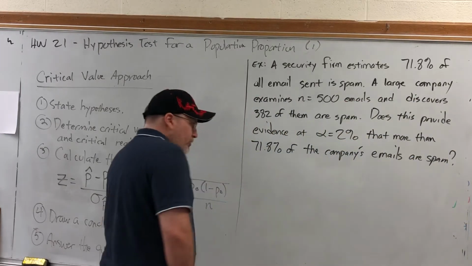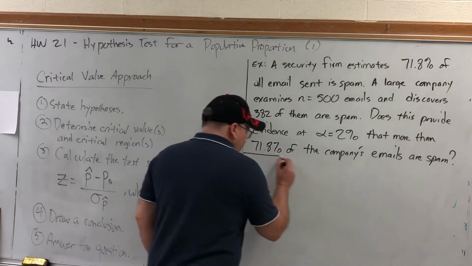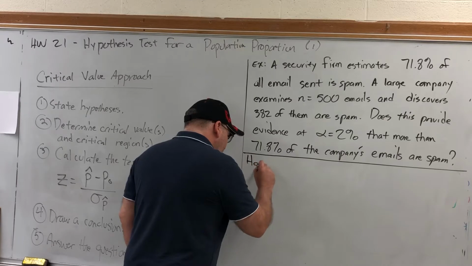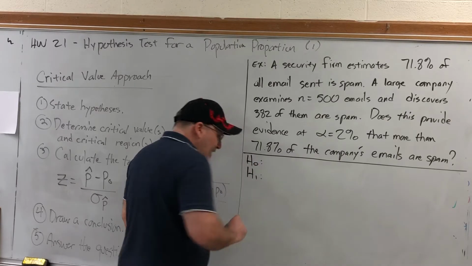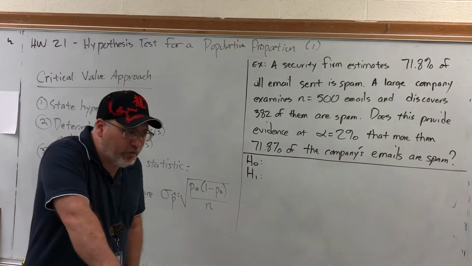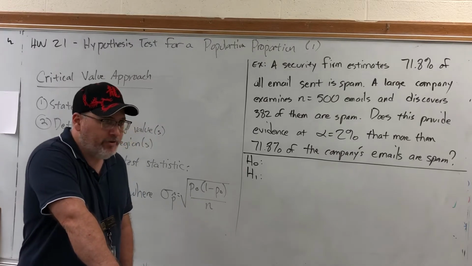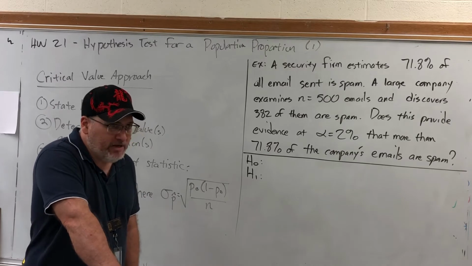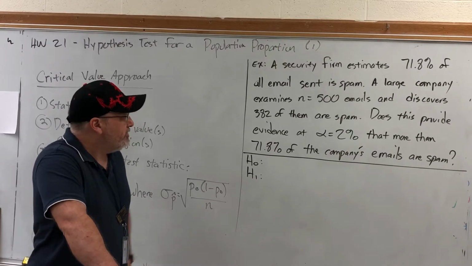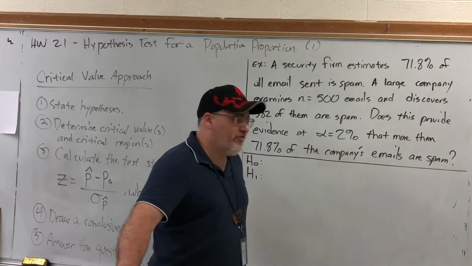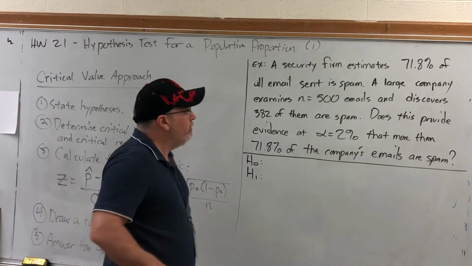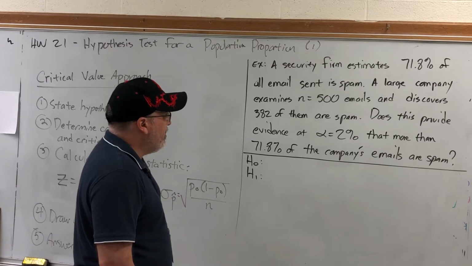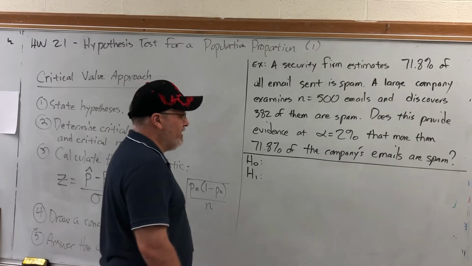All right, let's jump right into it. I think I have enough room down here to do everything I need to do. Let's start with the hypotheses. Remember, when you state the hypotheses, it's important to first determine the population parameter you're testing. And in our case, it's either going to be population mean or population proportion. Since we are talking about percents of things having a characteristic, that is a proportion. So the firm estimates that the proportion of emails that are spam is 71.8%.